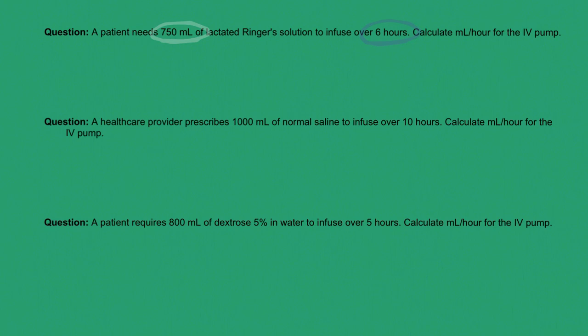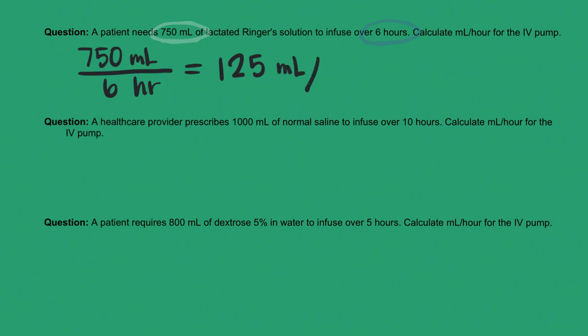Let's set up our equation. 750 milliliters and 6 hours. Now we can just simplify. And 750 divided by 6 is also 125. You might be getting sick of these 125 milliliter per hour questions. They are not always the same like this.